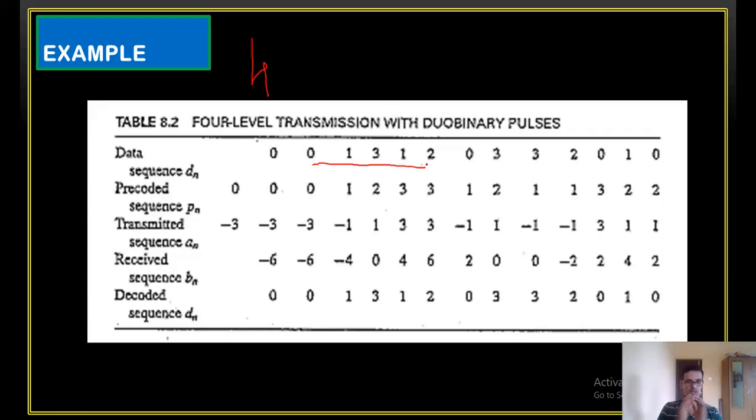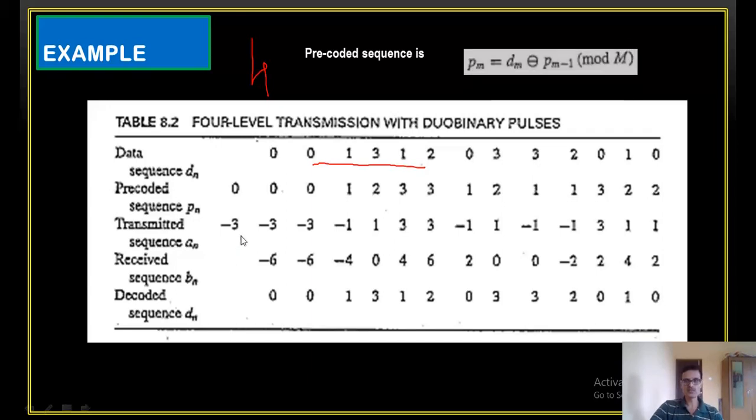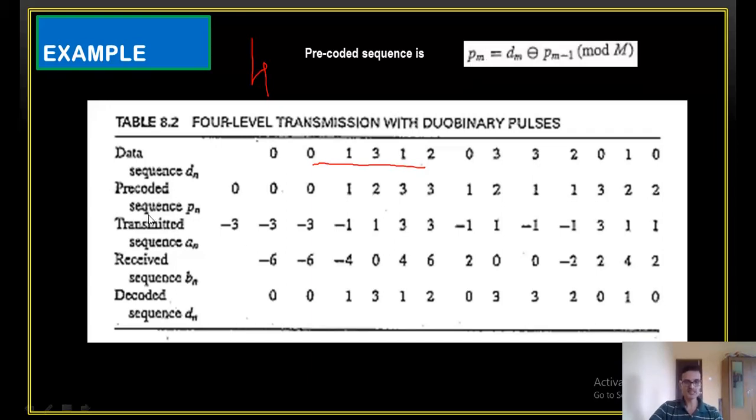What is the precoded sequence? How do you get the precoded sequence? See this. The equation for getting the precoded sequence is PM is nothing but DM minus PM minus 1, mod M. That is, I need PM minus 1, so I take this as the reference symbol over here. This is the DM, this is PM minus 1, so DM 0 minus 0 is 0, no problem here. While solving this, it's very simple. 0 minus 0 is 0, it's a subtraction, remember.